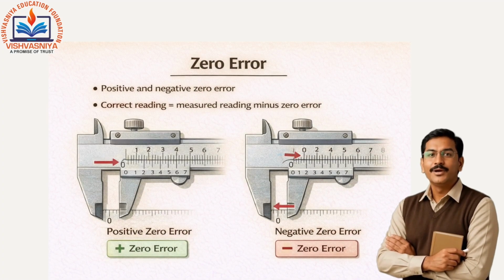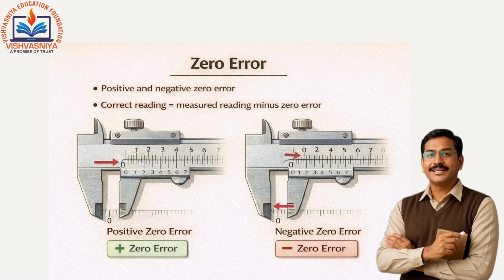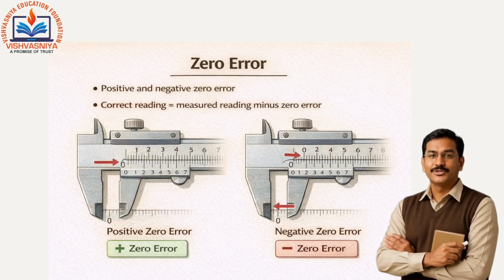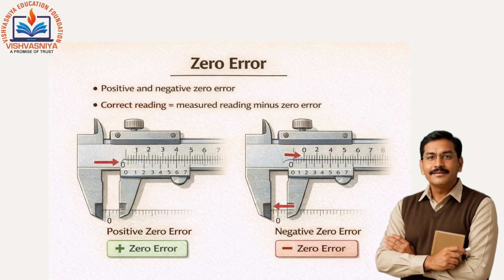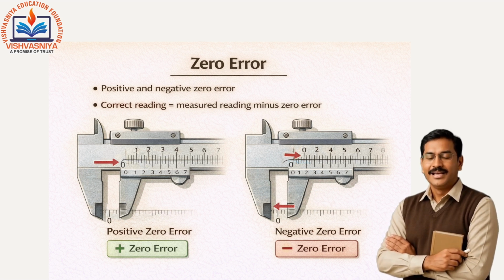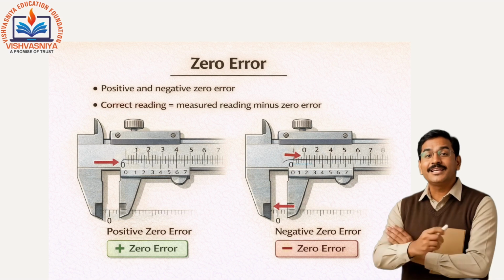Zero error happens when an instrument does not read zero at the zero position. Positive zero error, instrument shows a positive value when it should be zero. Negative zero error, instrument shows a negative value. Correct reading formula: correct reading equals measured reading minus zero error.